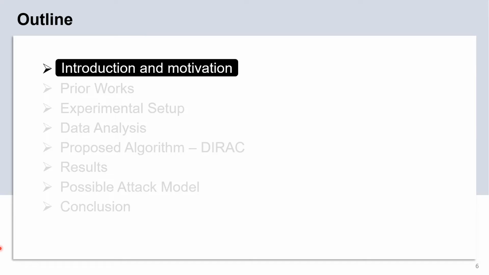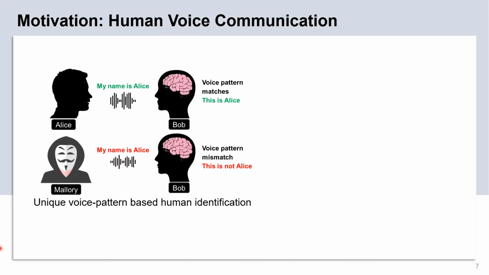Okay, we take our motivation from human voice communication, where a person is identified based on his or her unique voice pattern. The speaker doesn't have to say a secret password. Rather, the unique voice pattern embedded in the spoken words is used, and the listener's brain can identify that.